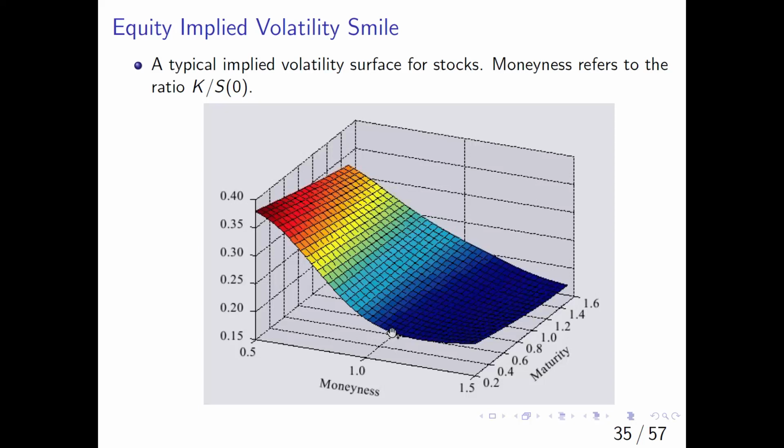You see, when the time to maturity is shorter, in the at-the-money area, the implied volatility is lower. Then the further away from maturity, it's getting higher and higher. But for the put side, when you're further away from the current time, meaning you're getting a longer time to maturity, the implied volatility for puts actually gets smaller. This is a very typical implied volatility surface for stocks.